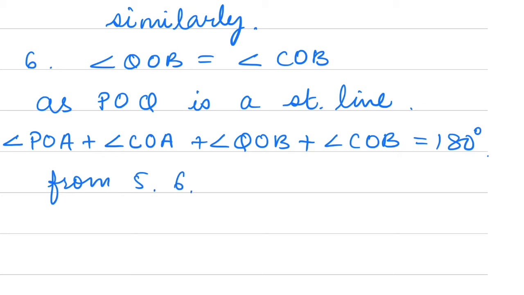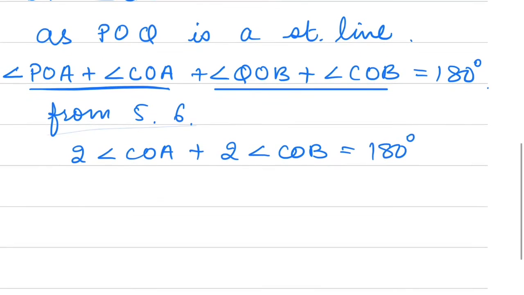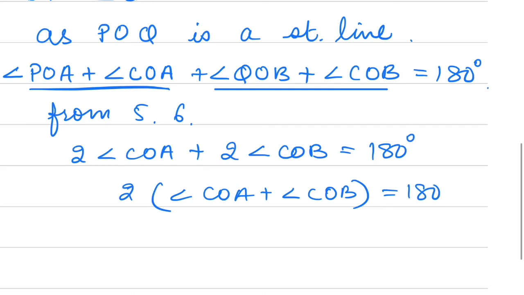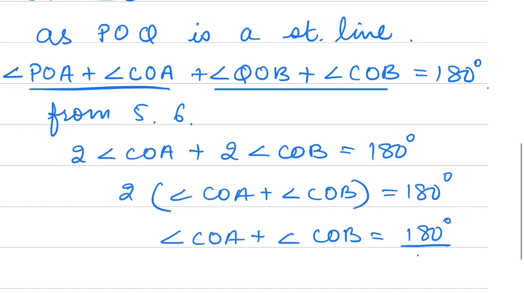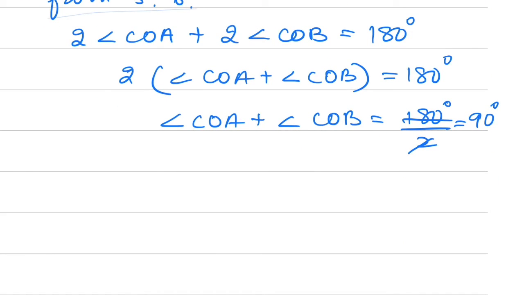From the 5th and 6th points, we can say these two angles are equal and these two angles are equal. So I can say twice angle COA plus twice angle COB is equal to 180 degrees. So twice of angle COA plus angle COB is equal to 180 degrees. Angle COA plus angle COB is equal to 180 degrees by 2. So this is equal to 90 degrees. And we know angle COA plus COB is equal to angle AOB is equal to 90 degrees. Hence, proved.